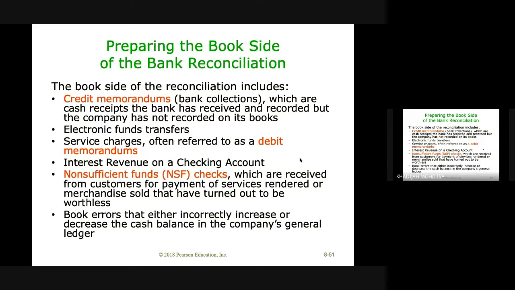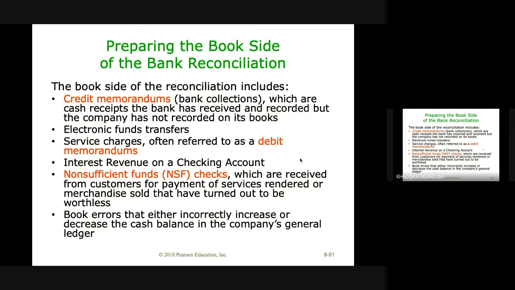So it means that the payment is made directly to the bank, which received the deposit, but the company has not recorded it because they are not aware of the transaction, right? Especially when you have the electronic fund transfer and then the service charges, we put it as a debit memorandum. So for the bank, when you see a credit memorandum, it means that it's a deposit to the company, right? A debit memorandum means that it's a charge to the company.